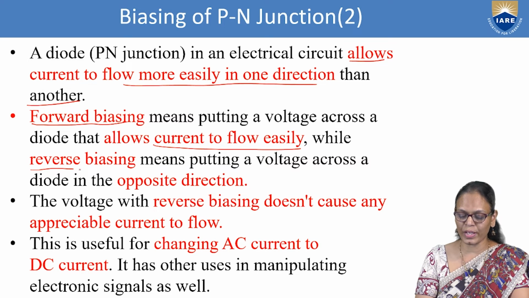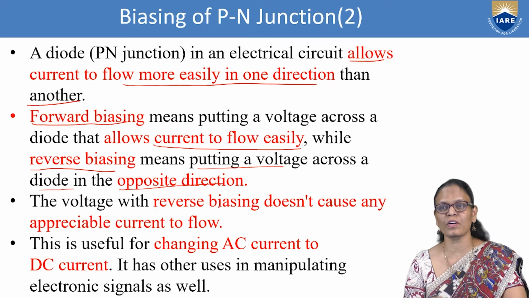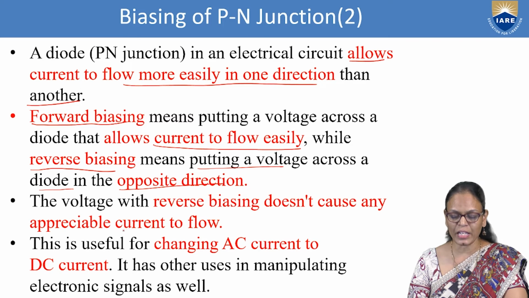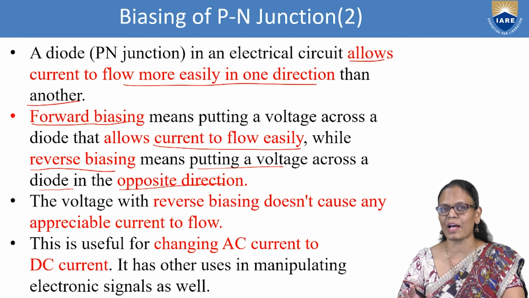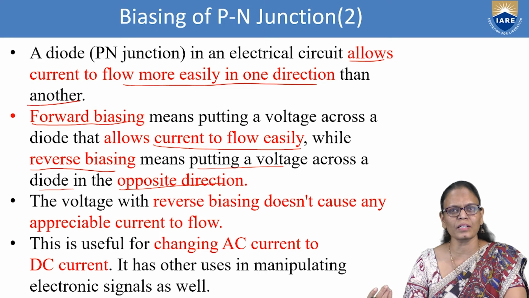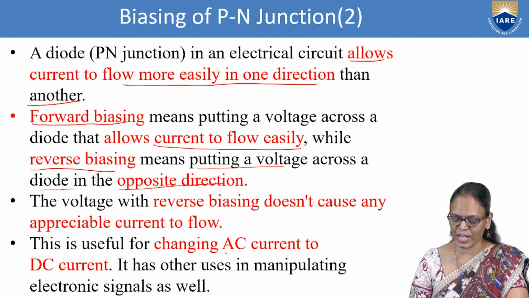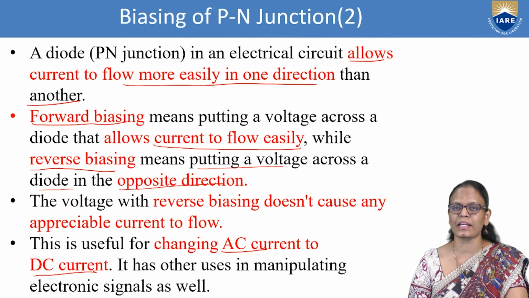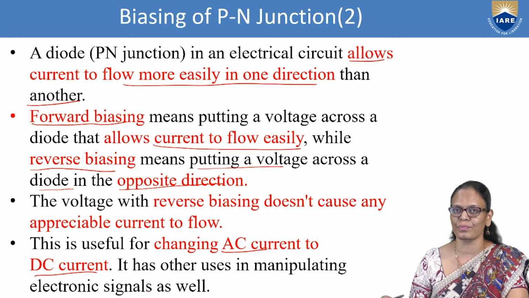And if you are doing reverse biasing, we are putting a voltage across the diode in the opposite direction. The voltage with reverse biasing does not cause any appreciable current to flow. So what we are trying to say is, in reverse bias, we are not getting any current. Of course, there is a small current due to the minority carriers. So we can use this for changing AC current to DC current, or it can be used for manipulating the electronic signals also.